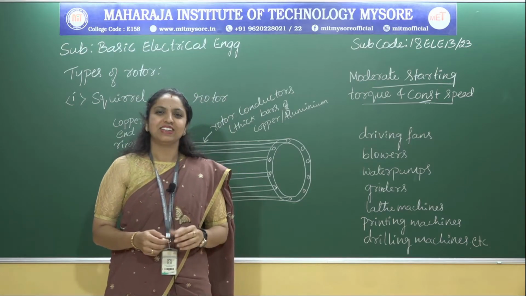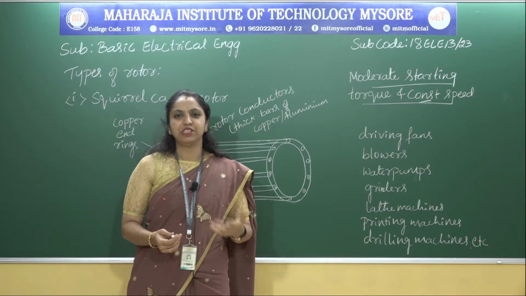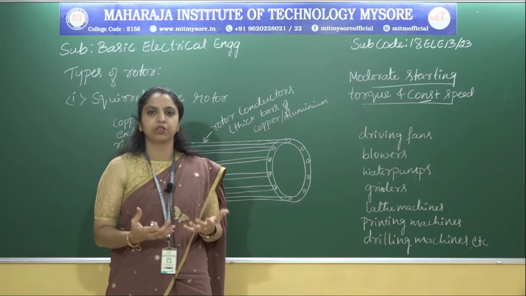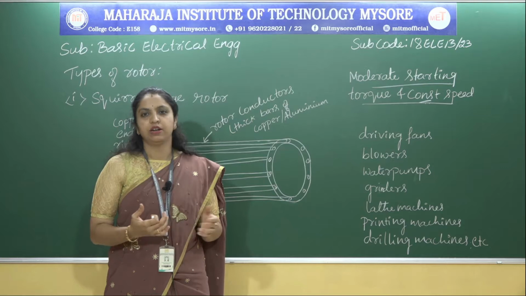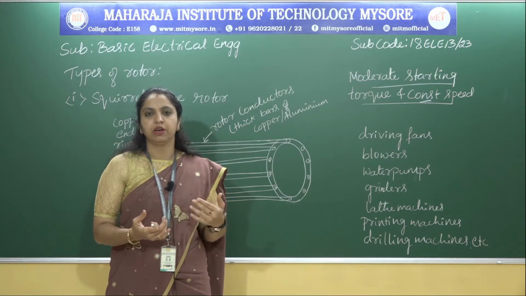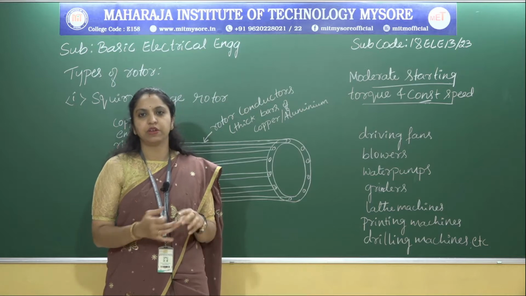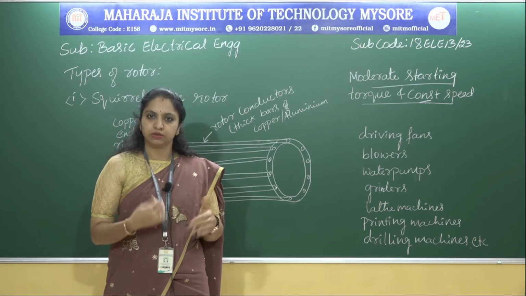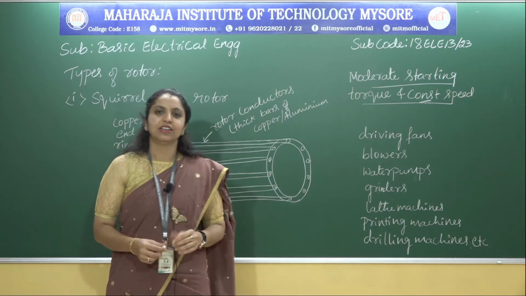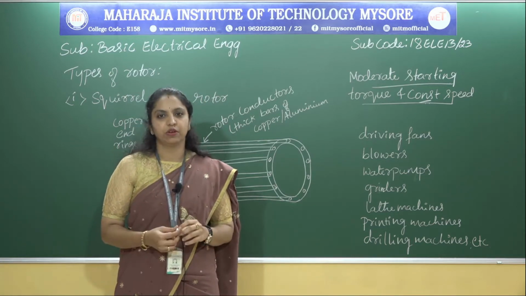Hi everyone. In the previous session, we have seen the significance of slip, that is, the importance of considering the slip, and we have derived the expression which is a relationship between the slip, the frequency of the rotating magnetic field, and the frequency of the rotor. Next we have the types of rotor.